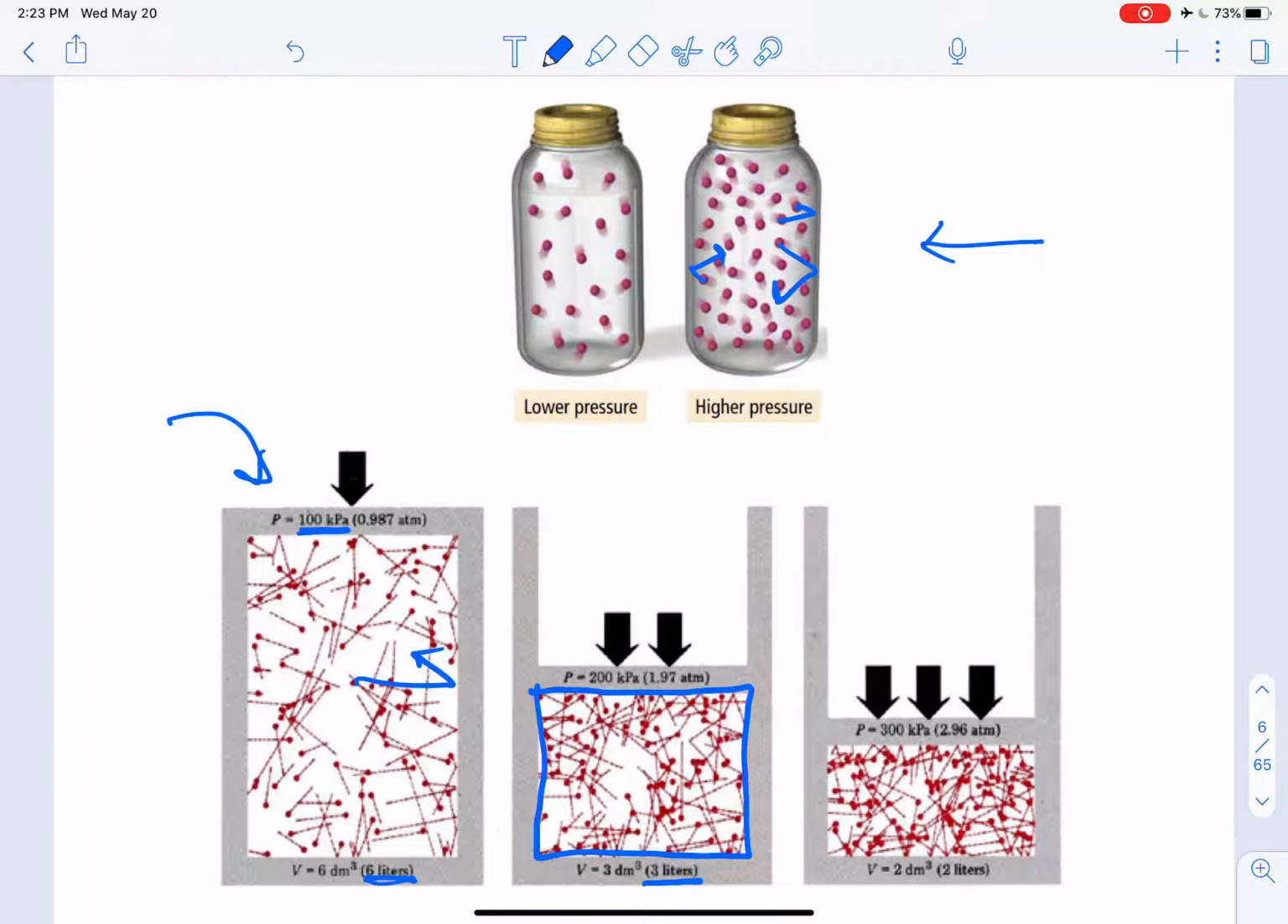We went from 6 liters to 3 liters. And what you can see is that your pressure increases from 100 to 200 kilopascals because those gas molecules inside that container have less space to move around. So they're hitting the sides of the container more often. And when you get hits on the sides of the container, that is what? That is called pressure. And then if we decrease the volume even more to 2 liters, our pressure increases even more to 300 kilopascals. So those molecules are hitting the sides of the container a whole lot more.